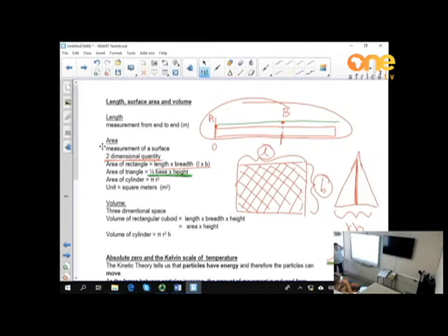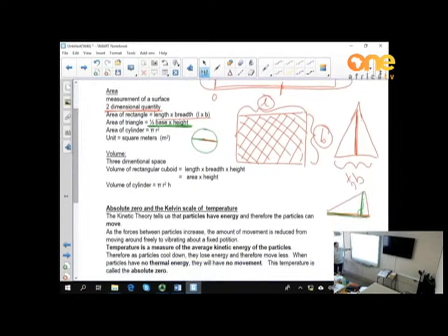The area of a circle is pi r squared. Here I have a circle. Remember, a line going through the center of that circle is the diameter, and the radius is half the diameter. So to get the area of a circle, we have pi r squared. The unit will be square meters if we worked with meters. Otherwise, if we work with centimeters or millimeters, it's square centimeters or square millimeters. That is area. Area is a two-dimensional quantity.